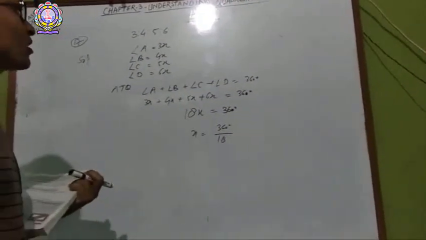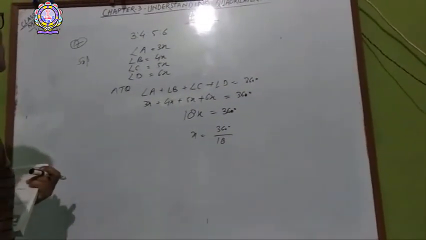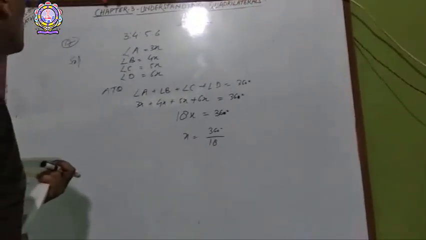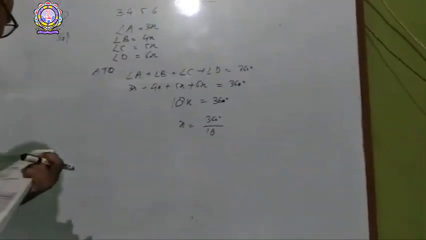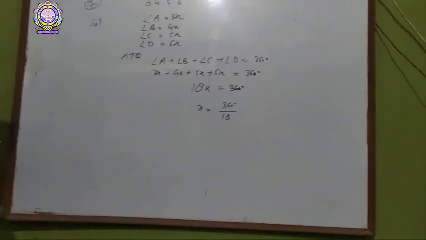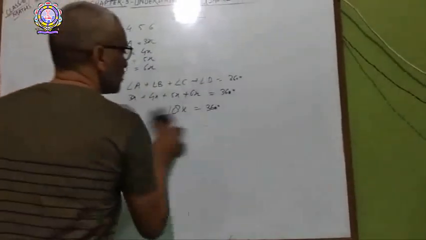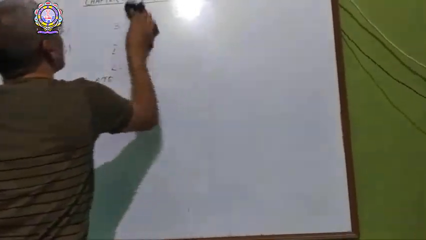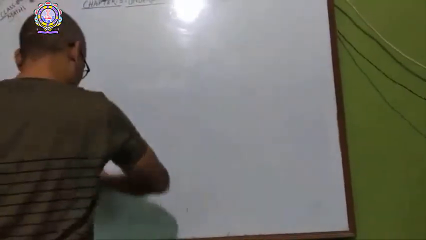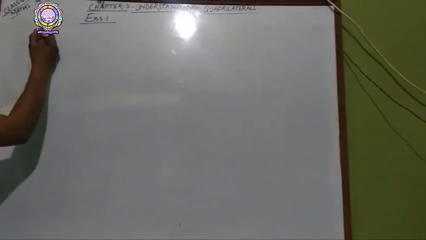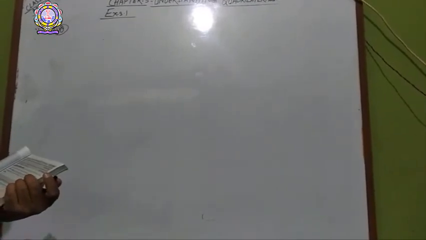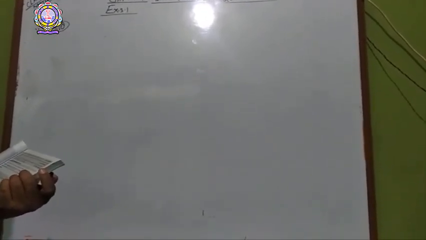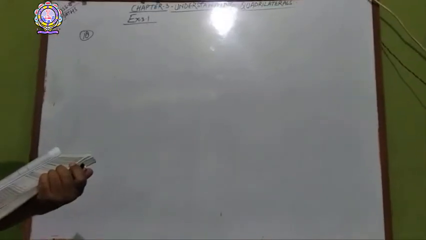Okay, students, in our last video, we were doing exercise 3.1, and up to question number 17 we have done. Now, today we will start from question number 18. Exercise 3.1, question number 18. Here, our question is: the ratio of exterior angle to interior angle of a regular polygon is 1:4. Find the number of sides of the polygon.